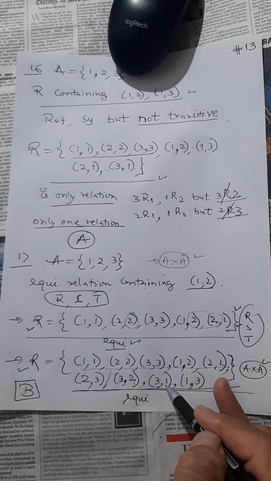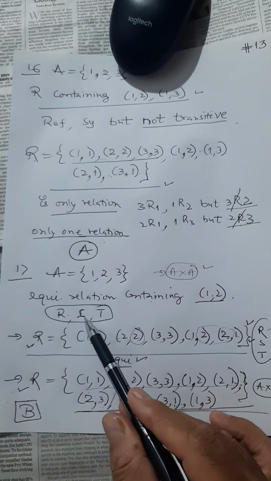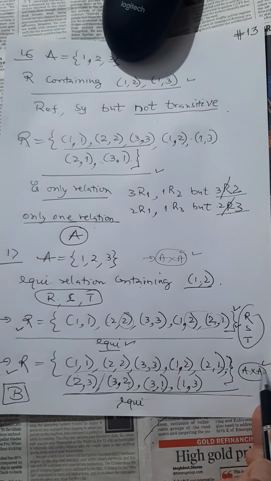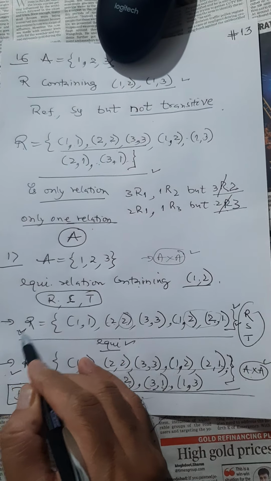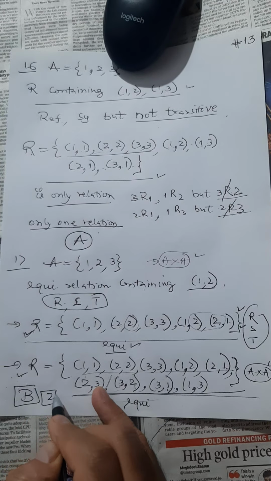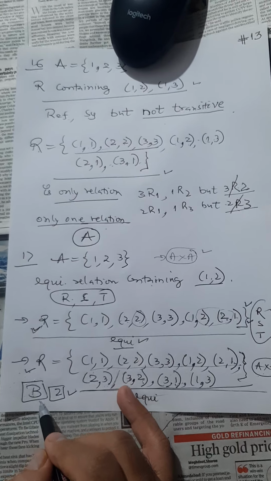So I place (3,1). If I put (3,1) to make it symmetric, I need to put (1,3). That's why this is the entire A cross A. So one is this and the second one is this. So there are such 2 equivalence relations. So the correct option is B.